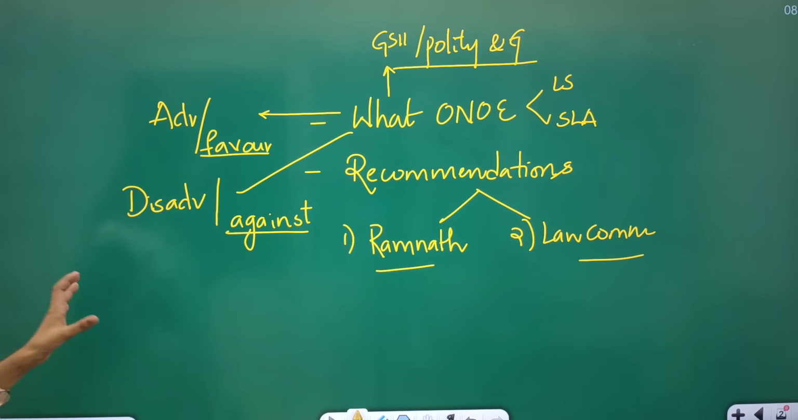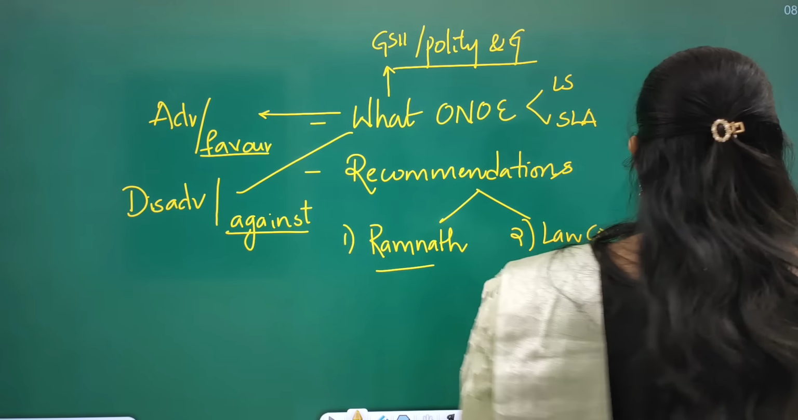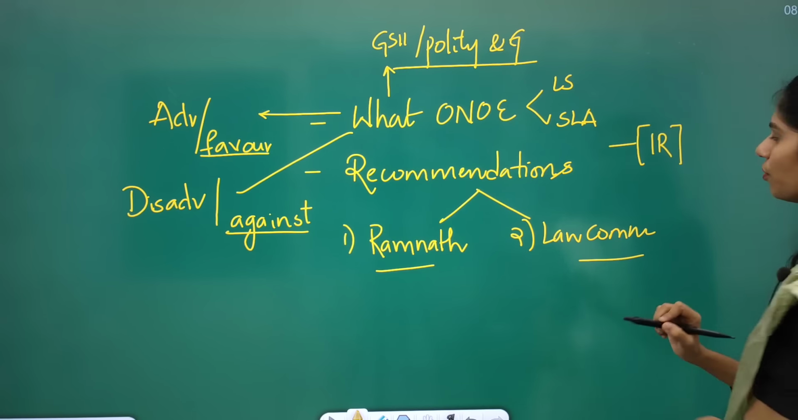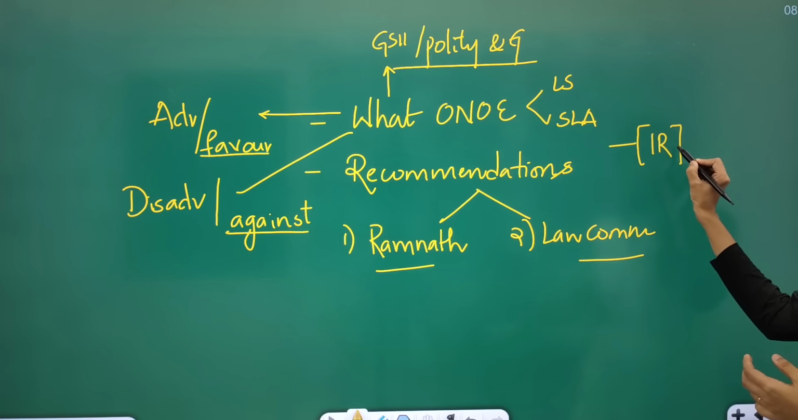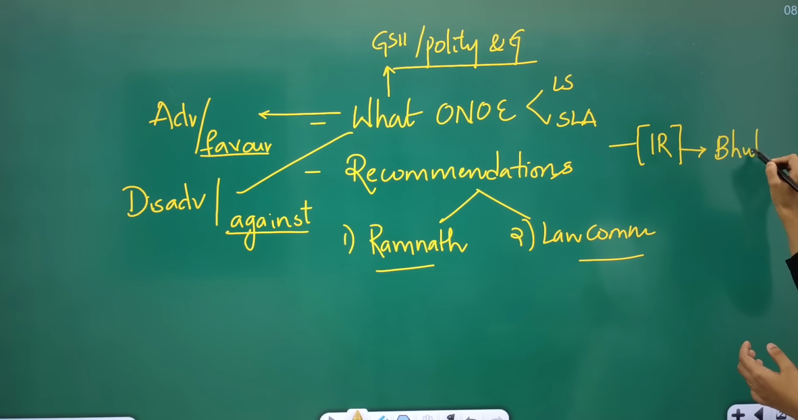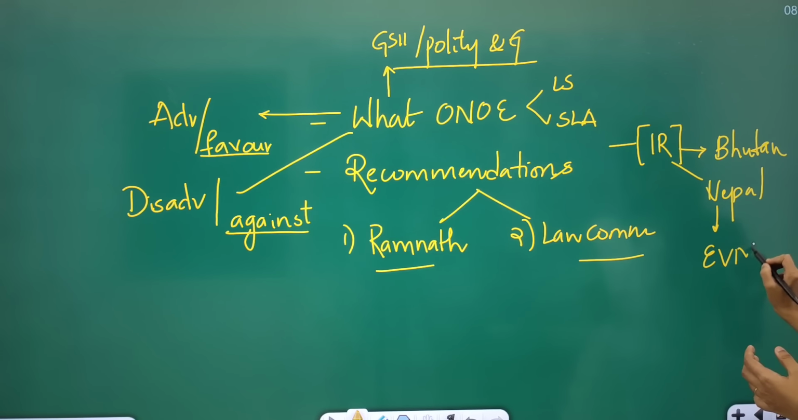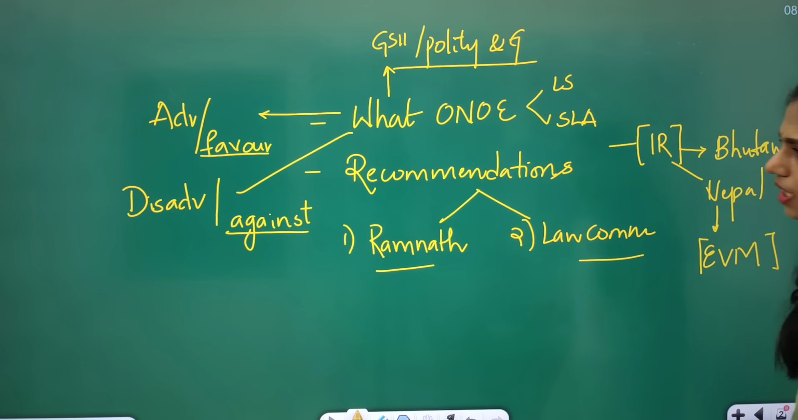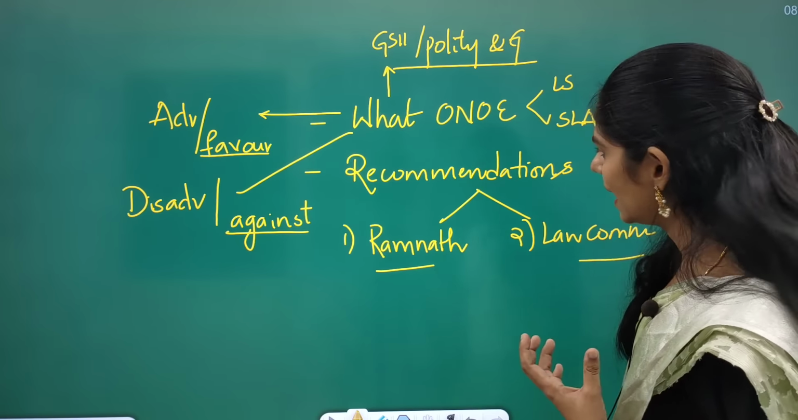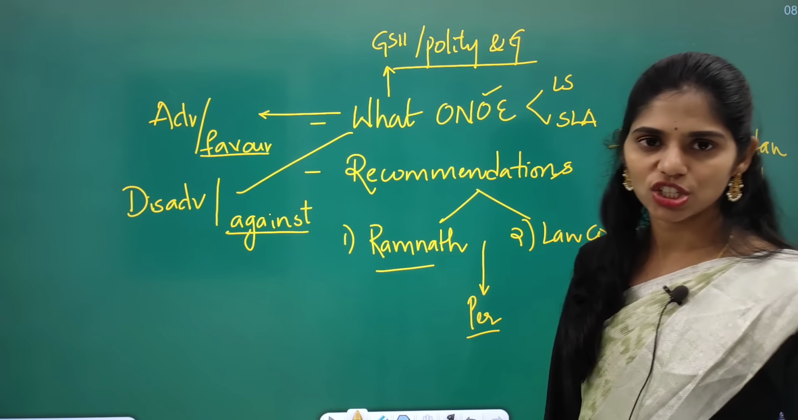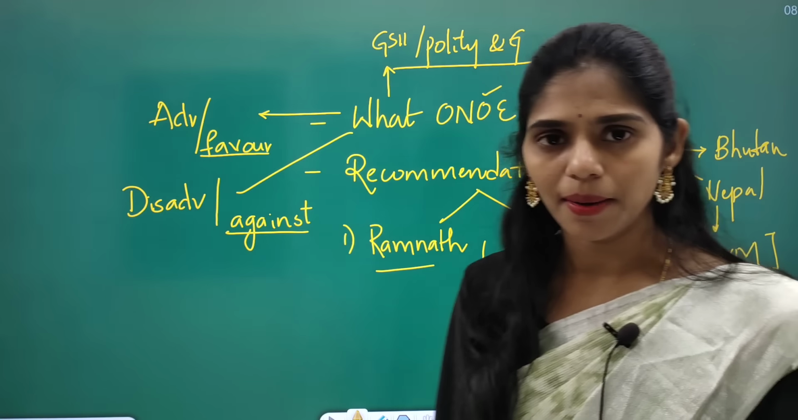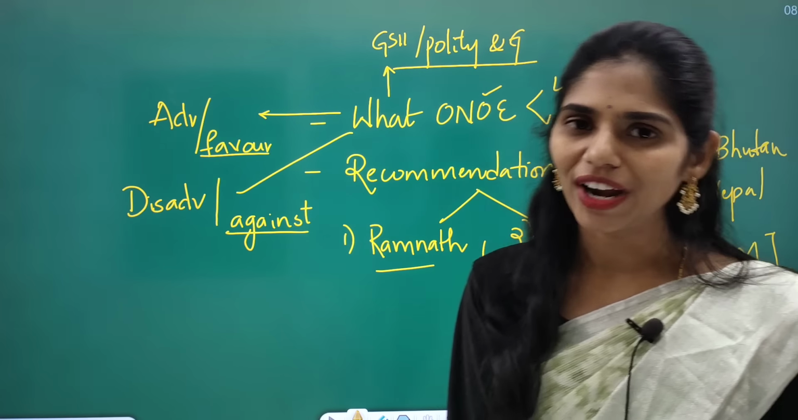You can even connect this topic with international relations, like which countries are following this one nation, one election mechanism. From international relations, there are other countries like Bhutan and Nepal. They are dependent on our electronic voting machines for the elections in their countries. So from this point of view also, we can add this. These are some important things. And you can even develop your own perspective, like whether we can go for one nation, one election or not. You need to have your own idea and know how to express your ideas regarding one nation, one election.